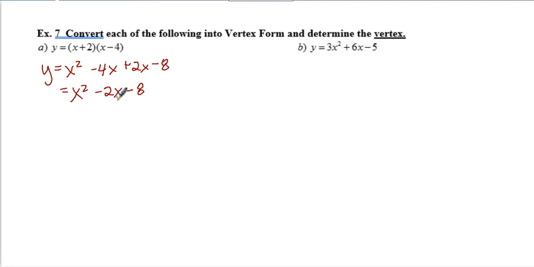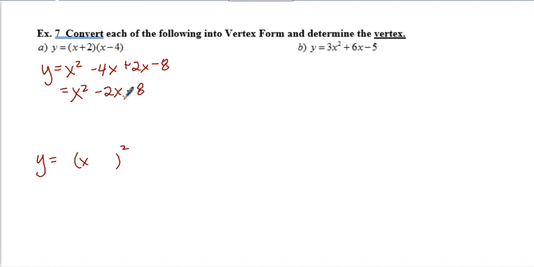So this is what it is in standard form. We need to get this into vertex form. So what is the vertex of this? Remember what the skeleton of vertex form is. It's y equals x minus h squared plus k, right? So we need something to fill in here and something to fill in here. And so we need to get this into this form.